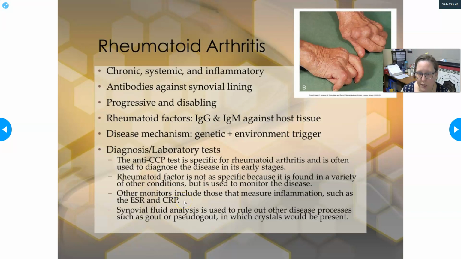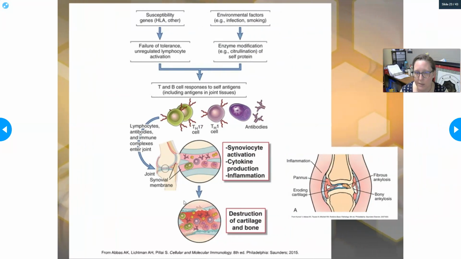Other monitors can include those that measure inflammation, such as the sed rate and the C-reactive protein. And then you can also do synovial fluid analysis to rule out other diseases that can look alike, such as gout or pseudo-gout. But in gout for sure you would have crystals present, whereas in RA you would not. You might see white cells.